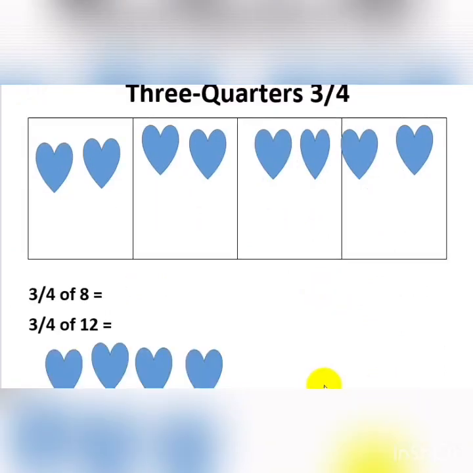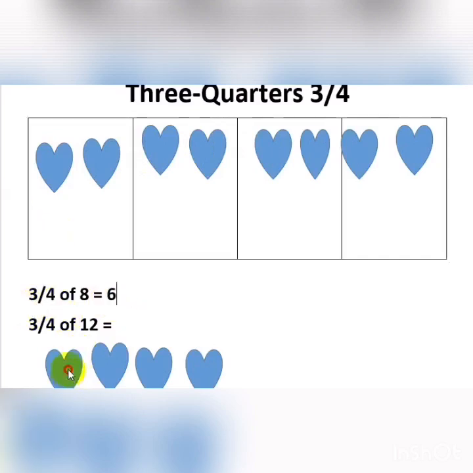So students, next we are going to find the 3 quarters. 3 quarters means simply 1, 2 and 3. We are not going to count the last one because we are just referring to 3 quarters. So 1, 2 and 3 quarters, and then I'm going to count the number of hearts in each of these 3 quarters, that is 1, 2, 3, 4, 5 and 6. So that means the 3 quarters of 8 is 6.